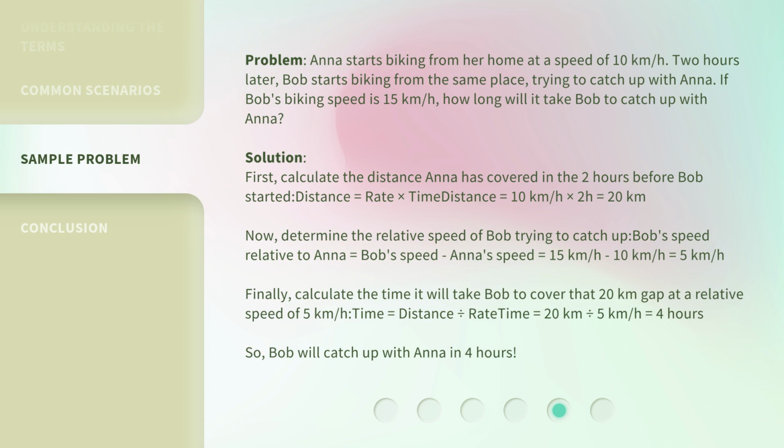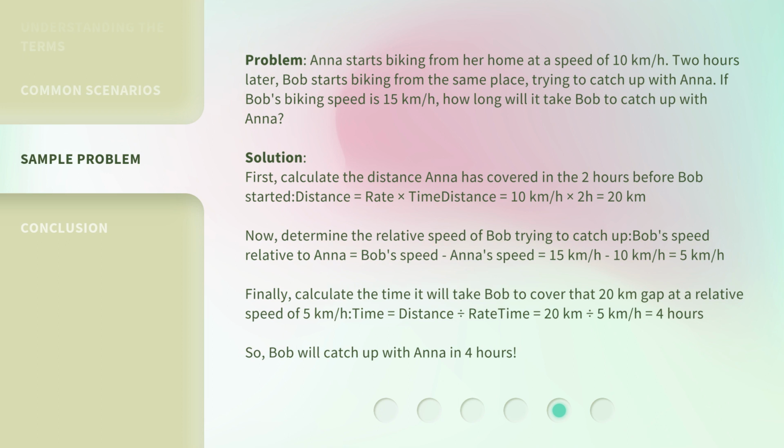Now, determine the relative speed of Bob trying to catch up. Bob's speed relative to Anna equals Bob's speed minus Anna's speed equals 15 kilometers per hour minus 10 kilometers per hour equals 5 kilometers per hour.